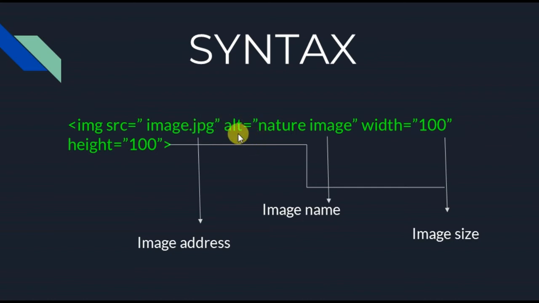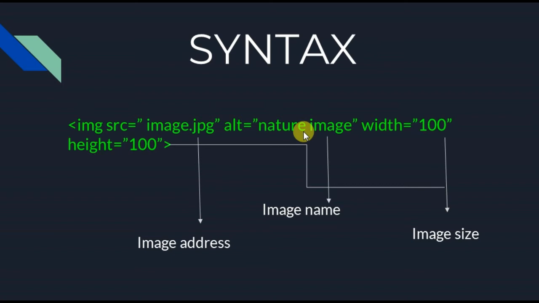Now the second one is the alt attribute. What is the use of this? Basically this tells about the name of that image, that is, what type of image we are using here. Suppose I am using a nature type of image, so I will name that image nature image. And why do we use this name here?